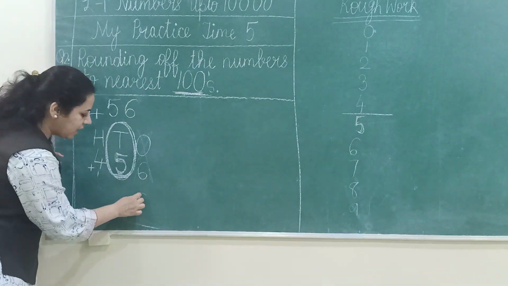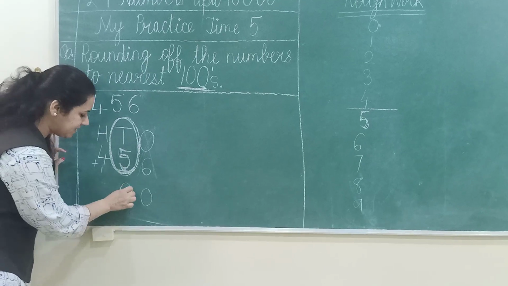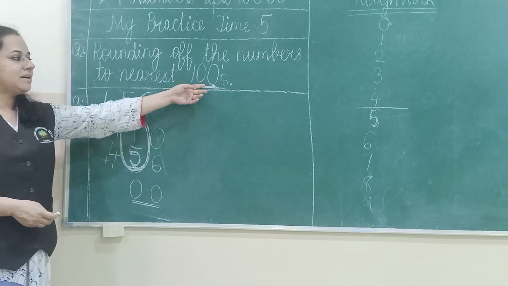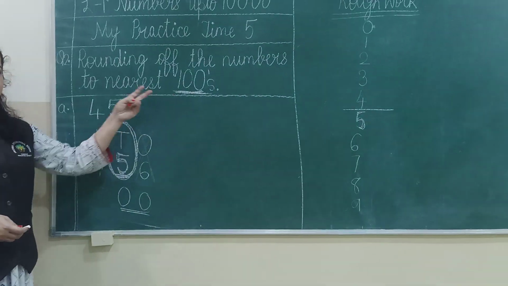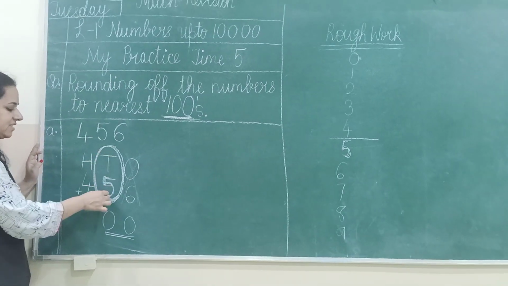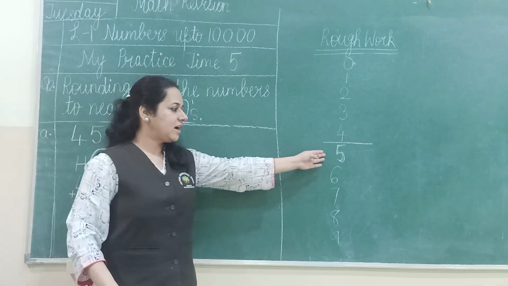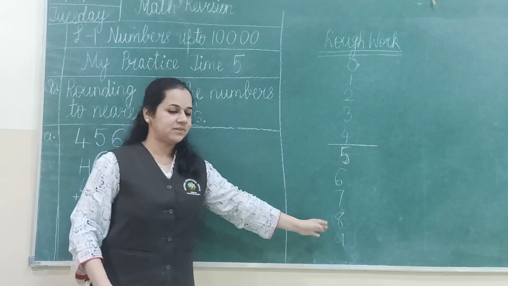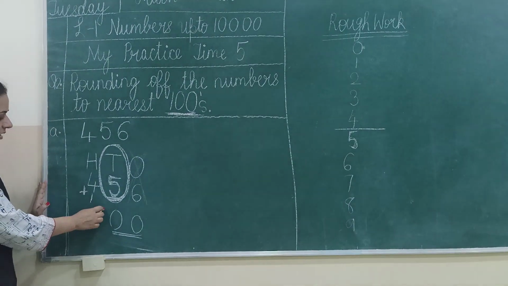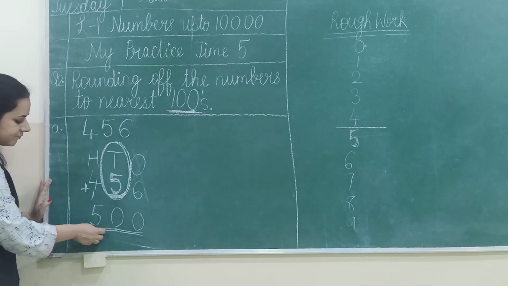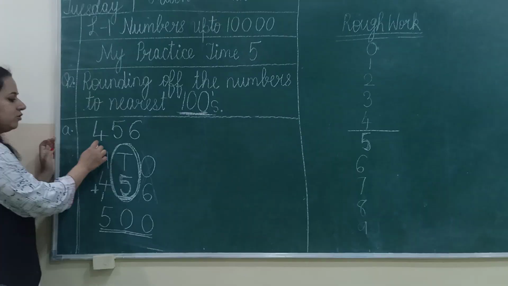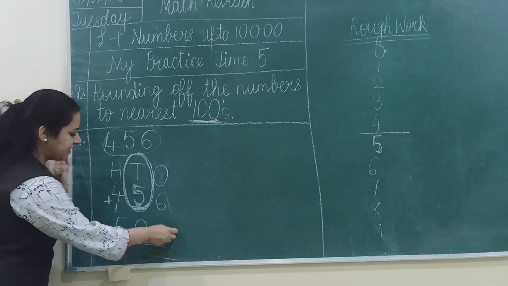And the number in the ones place and the number in the tens place becomes 0. Why do we put 2 zeros? Because in hundreds we have 2 zeros. And if the number on the tens place is 5 or bigger than 5, we add 1 in hundreds place. So this number will be 500. Rounding of the number 456 to nearest hundreds is 500.